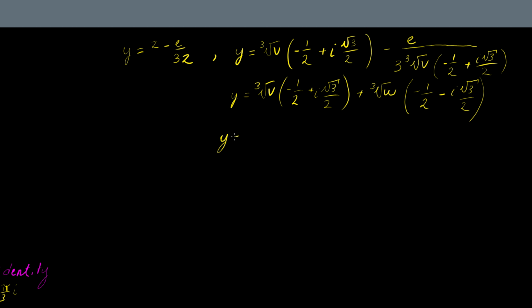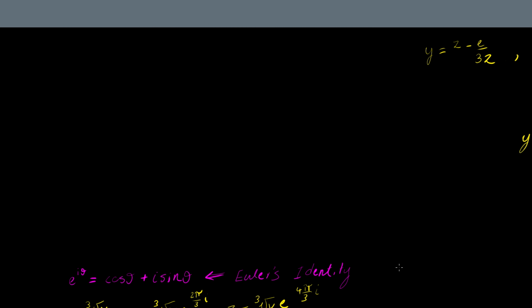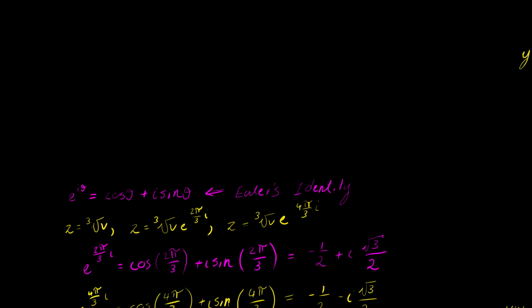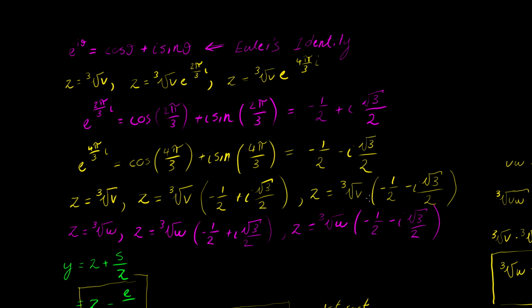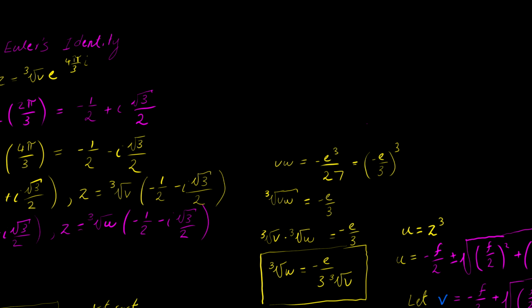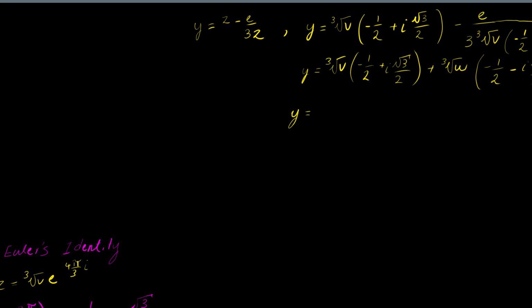What is another value for z we can use? Well, we know that the last value of z we can use in terms of v is just going to be the conjugate of the last one. So it's going to be the cube root of v times negative 1/2 minus i roots of 3 over 2. That's our new value for z. And then we have z minus e over 3z.